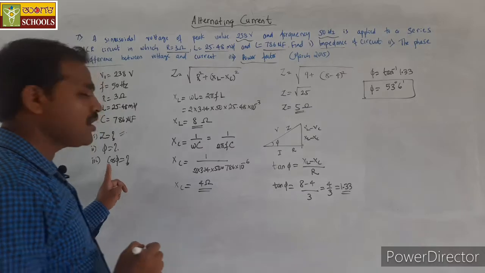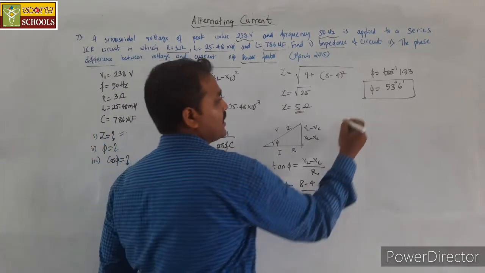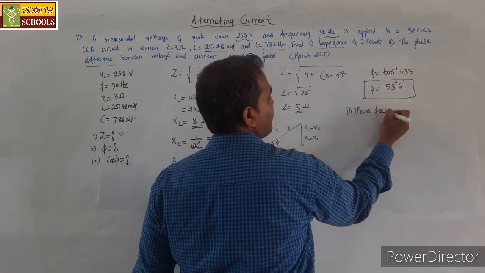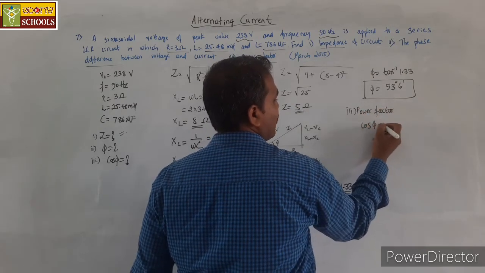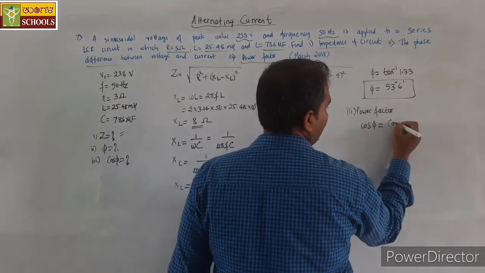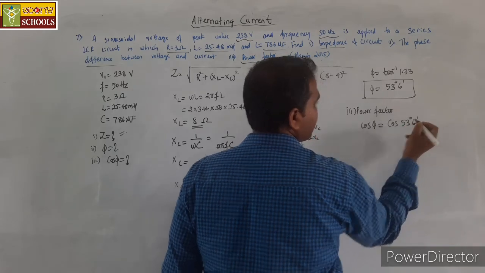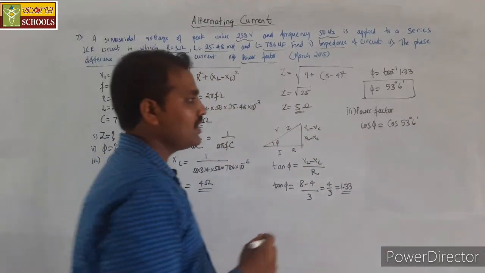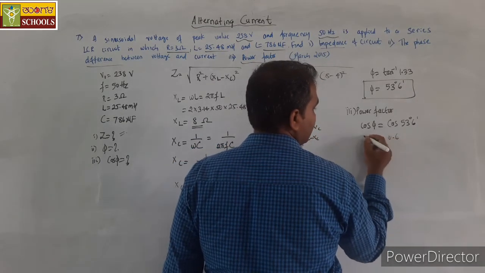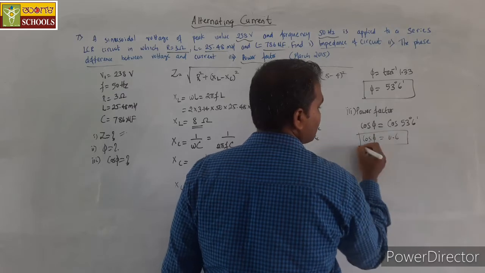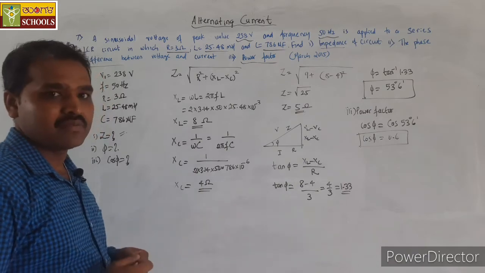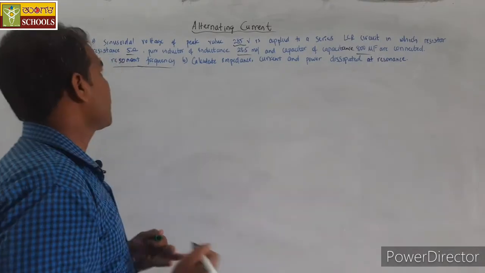Then the power factor is nothing but cos phi. That is number 3: we have to find out the power factor. Power factor is given by cos phi. Phi we have already calculated, so we get cos of 53 degree 6 minutes. Again using the log table we can find the value of cos phi as 0.6. So this is the value of cos phi, and this is the solution for the given problem. Let's look at the next problem.